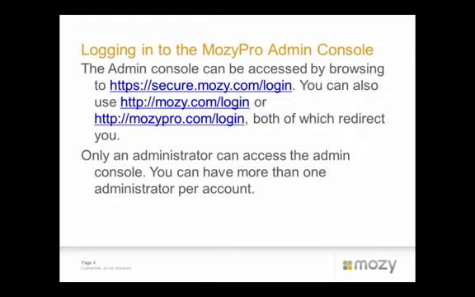So logging into the admin console is pretty simple. The address you really are going to is secure.mozy.com/login. However, there's a shortcut to getting there, and that's just type mozy.com/login and hit enter, and that will redirect you to the secure site.